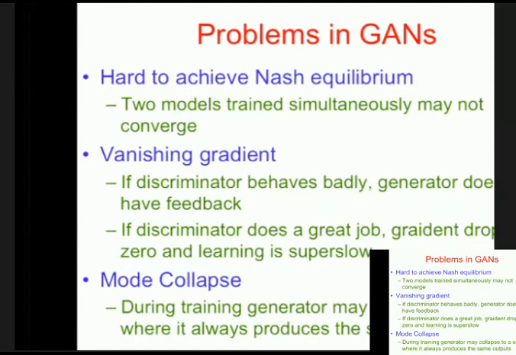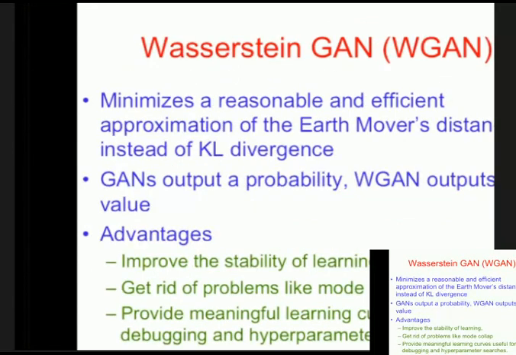So it is called vanishing gradient. And there are many methods in the numerical parts of deep learning where you have to see how you tackle this. That's a GAN problem. If the discriminator behaves badly, the generator does not have feedback. If the discriminator does a great job, the gradient drops to zero and learning is super slow. So there is that issue. And then this is a more famous one called mode collapse. During training, the generator may collapse to a setting where it always produces the same outputs. So that seemed like a very nice thing to generate, how to corrupt the panda to become a gibbon. But it seems like you have to work hard to do those kinds of things.